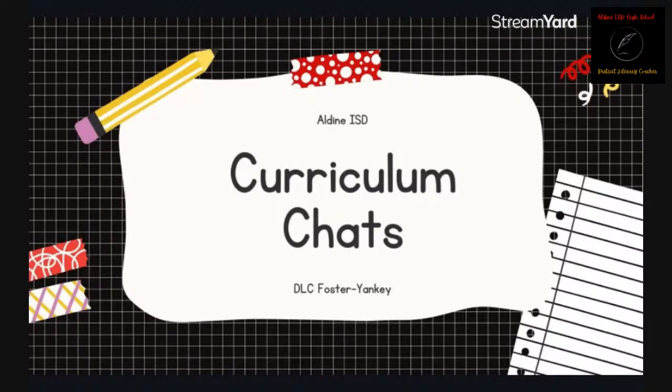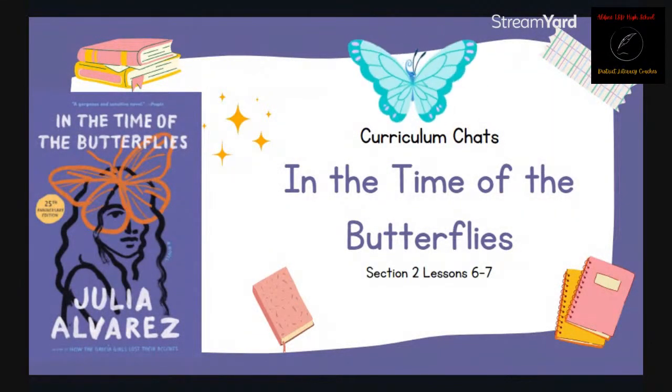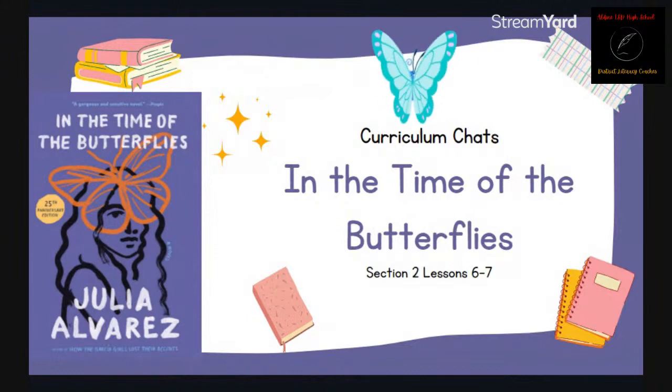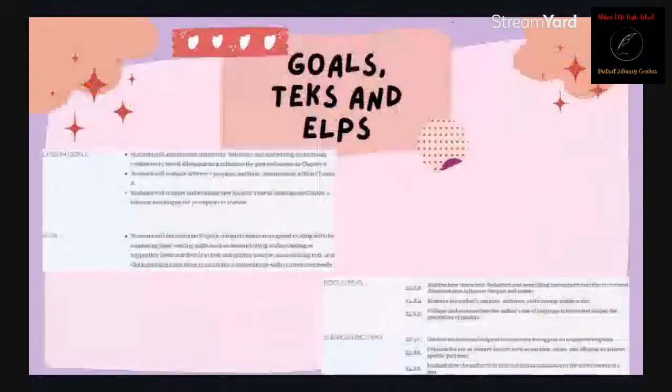This is DLC Foster Yankee, and in this video, I'll be discussing lessons 6 and 7 in the second section of the In the Time of the Butterflies unit. And we'll get started with lesson 6. In this lesson, students will analyze how characters' behaviors and underlying motivations contribute to moral dilemmas that influence the plot and theme in Chapter 6.